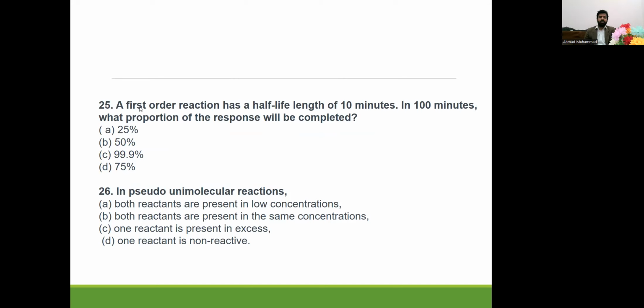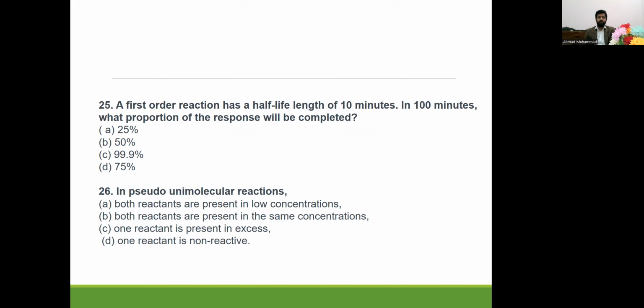Question number 25. A first order reaction has a half-life of 10 minutes. In 100 minutes, what proportion of the reaction will be completed? 25%, 50%, 99.9% and 75%. So the right option is C, 99.9%.